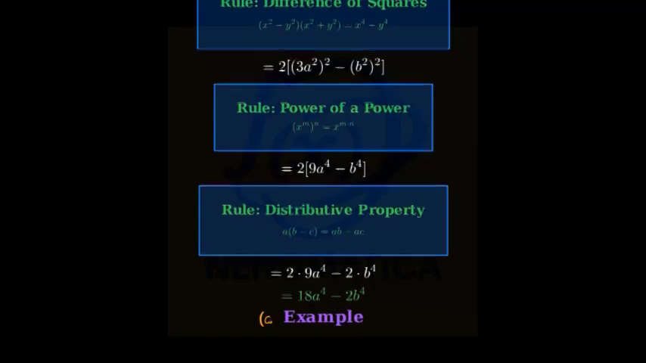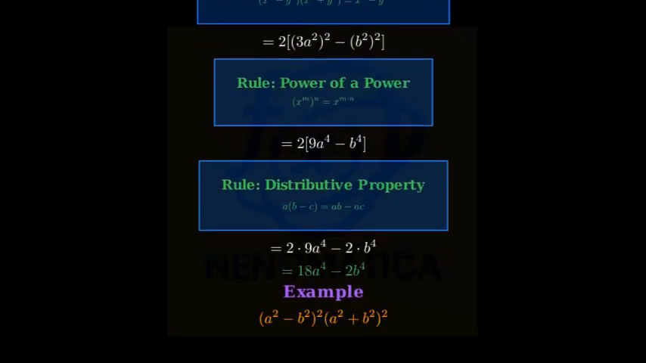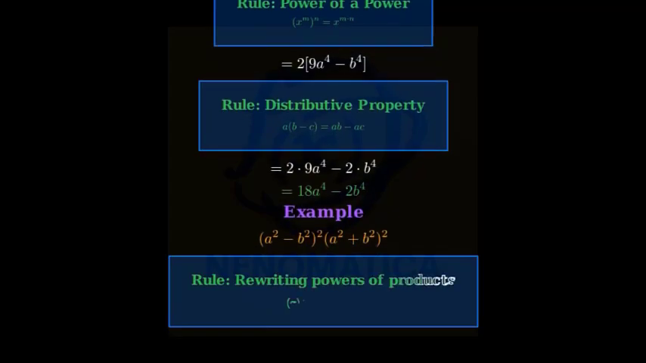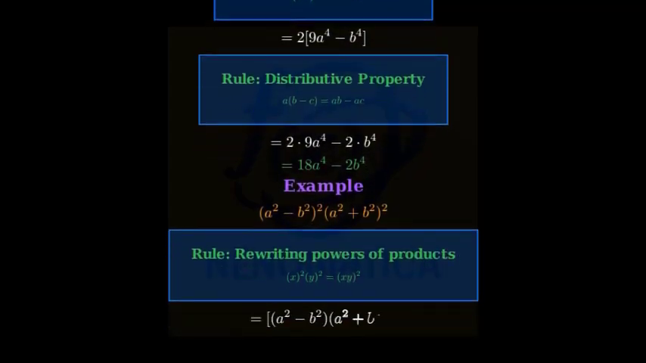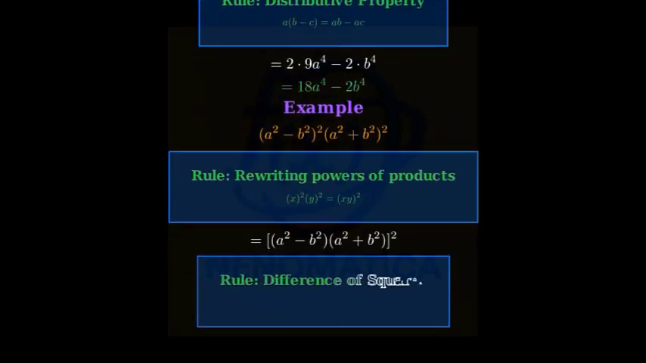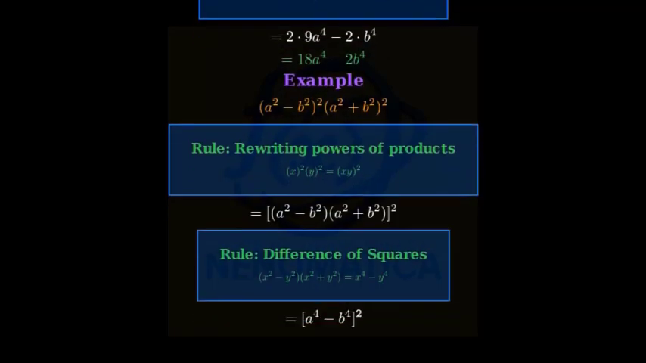We have the expression a squared minus b squared, squared, times a squared plus b squared, squared. Let's solve this step by step. First, let's recognize the pattern here. We have the square of a difference times the square of a sum, which can be rewritten as the square of the product of a difference and a sum. Now, we recognize that a squared minus b squared times a squared plus b squared is a difference of squares pattern, which simplifies to a to the fourth minus b to the fourth.